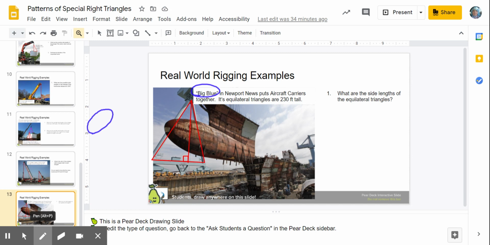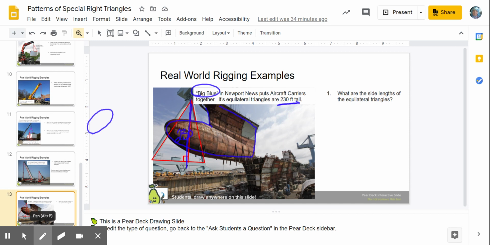Okay. It is, absolutely. So this is the bow of, I don't know if this is particularly an aircraft carrier, but my guess it is, because all Newport News makes is submarines and aircraft carriers. Everything else gets made somewhere else. So this is like a real world example of what we have here in Hampton Roads. The equilateral triangles are 230 feet tall. So that is 230 feet.